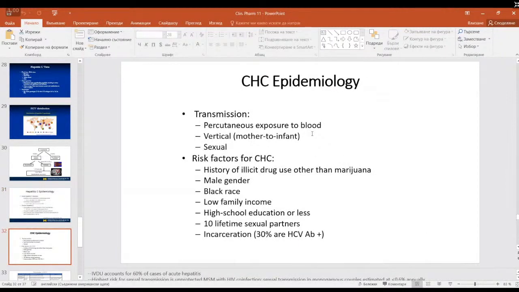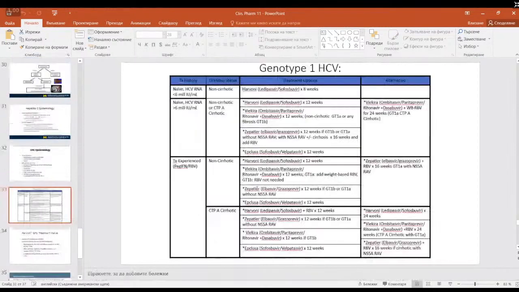These are the data about hepatitis C virus. So it can be transmitted either by exposure to blood, vertically from mother to infant during childbirth, or sexually. And the risk factors for hepatitis C, these are data from the US. You can see them.